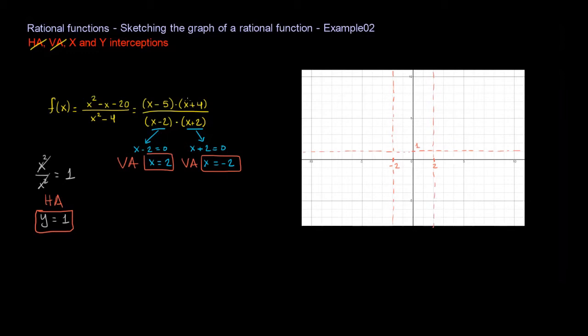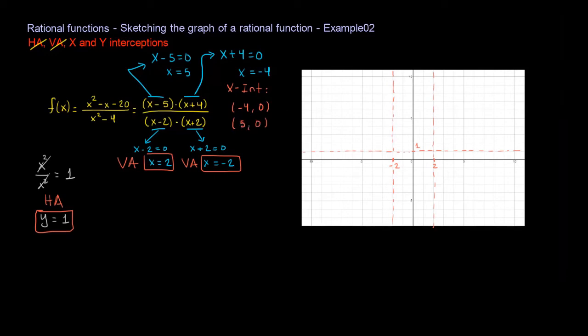Now I'm going to look for the x intercepts. For the x intercepts you pick the factors of the numerator and equalize them to 0. I'm going to place here the x minus 5 and here the x plus 4, equalize both of them to 0, and solve for x: x equal to 5 and x equal to negative 4. So in other words, the x intercepts will be at negative 4, 0 and 5, 0.